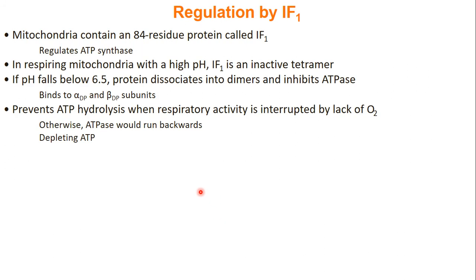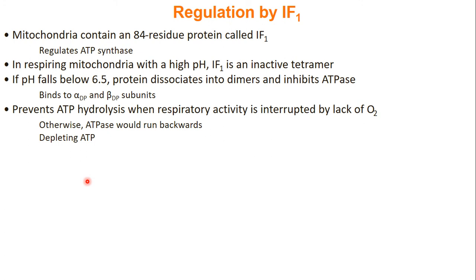Now, we do have a regulation protein for ATP synthase, and that protein is called IF1. If you're respiring and you have a high pH, IF1 will be an inactive tetramer. But if your pH changes and falls below 6.5, then the protein will split into dimers and go and inhibit ATPase. Specifically, you're binding the alpha DP and beta DP subunits.